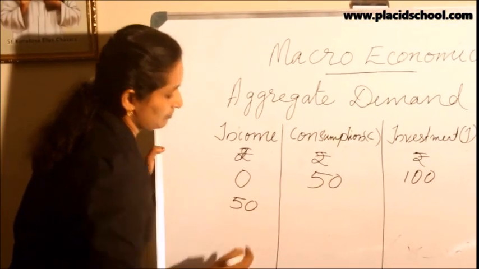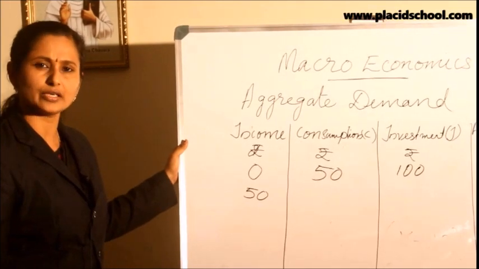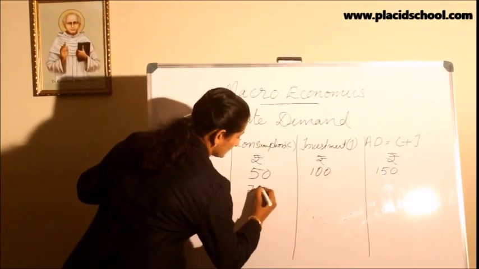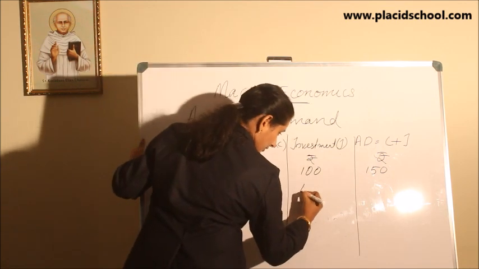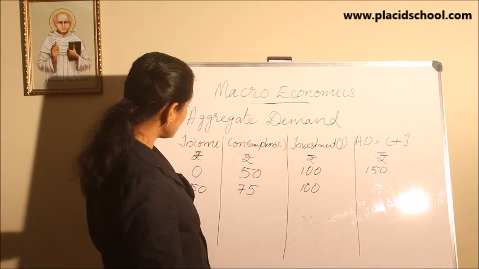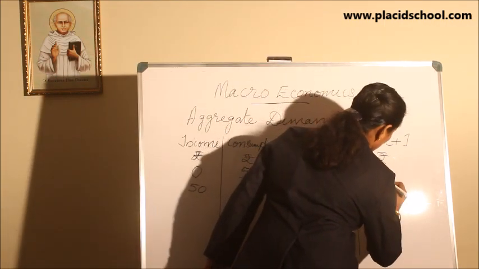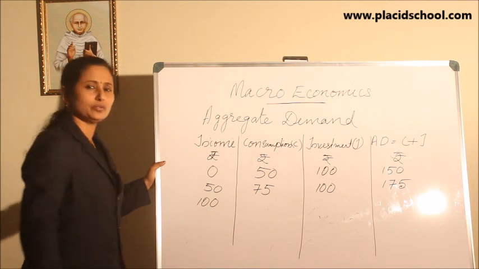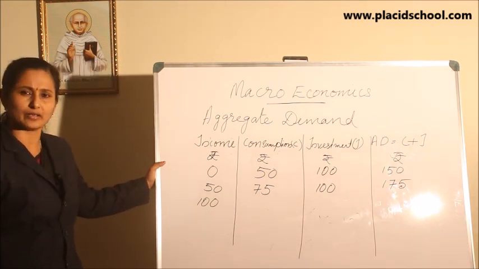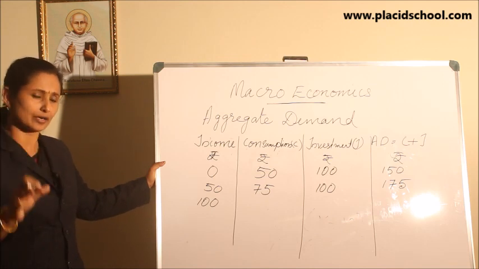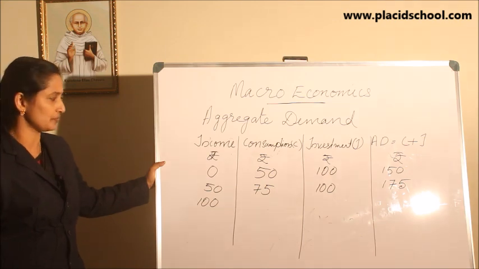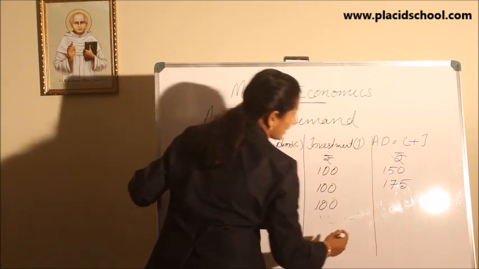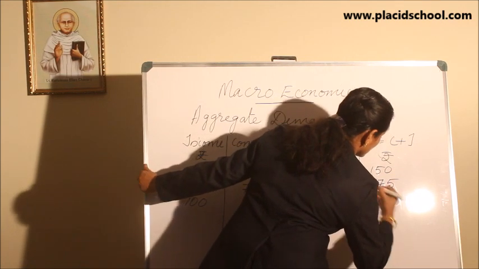Income increased, became 50. This income is not enough to buy all the necessaries of life. So people in an economy spend 75 rupees. Investment remains the same, 100 rupees. So aggregate demand at this level of income is 175 rupees. Again, there is an increase in income. Now the income is 100 rupees, and the economy spends the full 100 rupees for purchasing consumption goods. So, consumption here is 100 rupees, investment also 100. So, aggregate demand at this level is 200 rupees.